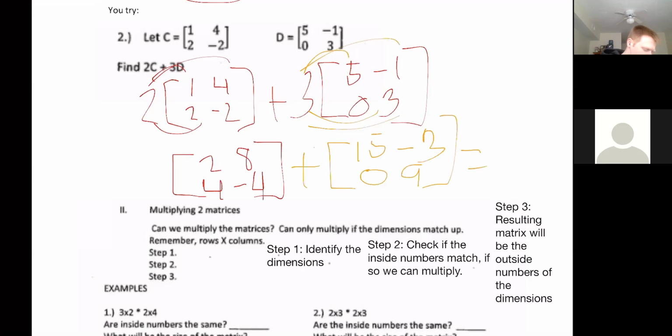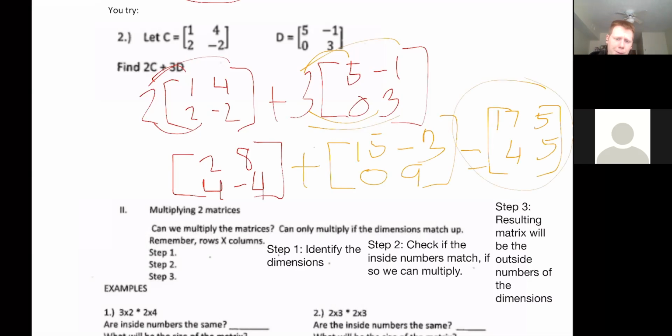And then for the second matrix, we're going to multiply everything by 3. So that would be just tripling everything. So 15, negative 3, 0, and 9. And then to get our final answer, we just add these matrices together. So 2 plus 15 is 17. 8 plus negative 3 is 5. 4 plus 0 is just 4. Negative 4 plus 9 would also be 5. So that's our answer.